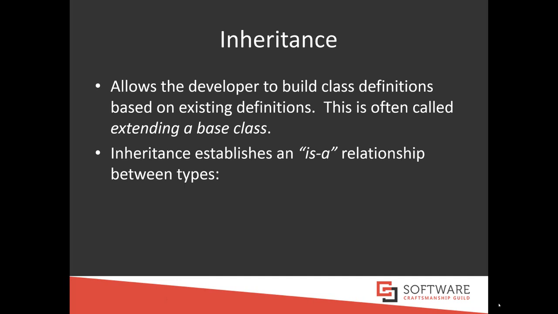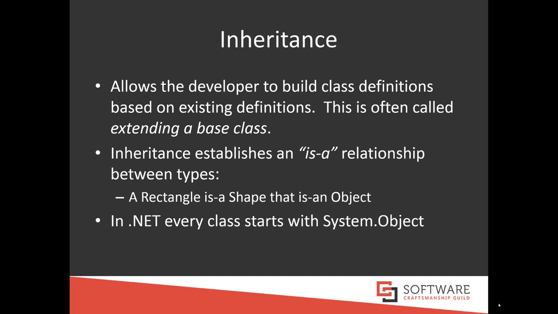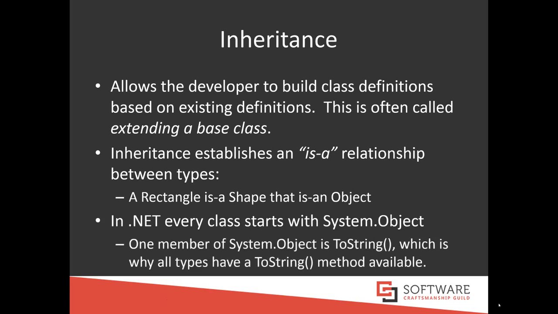Inheritance is what we call an is-a relationship between types. A rectangle is a shape that is an object. In .NET, every class starts with System.Object, and this is why every class has a ToString method. ToString is defined on System.Object.